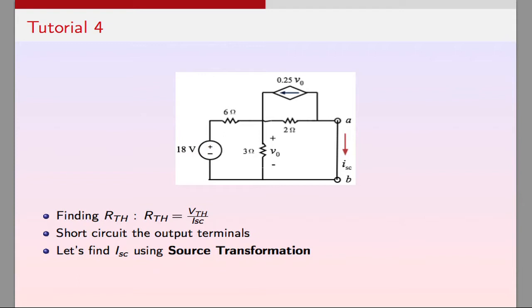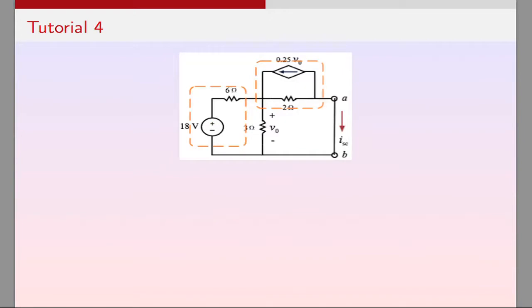Since we've already demonstrated nodal and mesh techniques before, let's find I short circuit by using source transformation. From the figure, it appears that there are two places where we can use source transformation: the voltage source in series with the 6 ohm resistor and the current source parallel to the 2 ohm resistor. If we do source transformation for the voltage source, we will end up with 4 loops. So this complicates things for us.